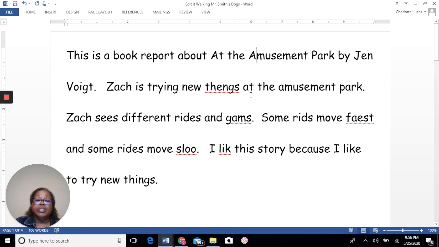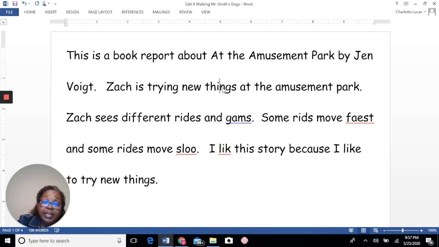Zach is trying new things. There's some red squiggle, and I keep saying things, but this doesn't say thing. This says thins. This is not a word. So let's go for the vowel. Here, this is an E. Because we know there's usually an ing, but I've never seen eng, let's try ing, thing, and that's correct.